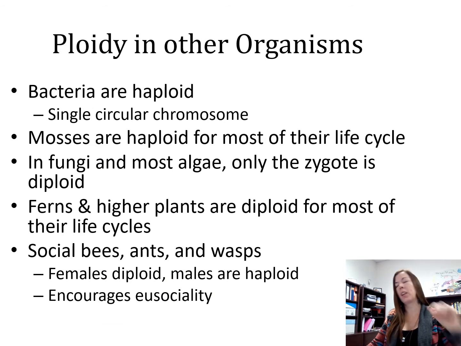So when we're talking about chromosome number or ploidy, bacteria are haploid. Mosses stay haploid most of their life cycle. Ferns and higher plants are diploid most of their life cycles. In social families of insects, bees, ants, wasps, the females are diploid while the males are haploid, and that encourages those social interactions.